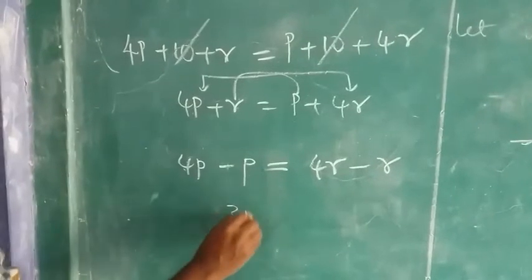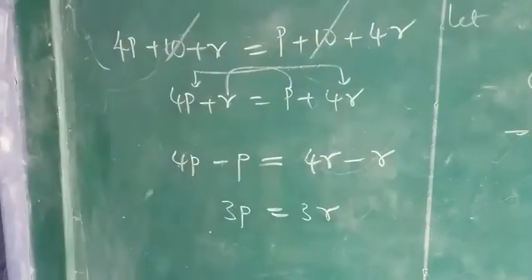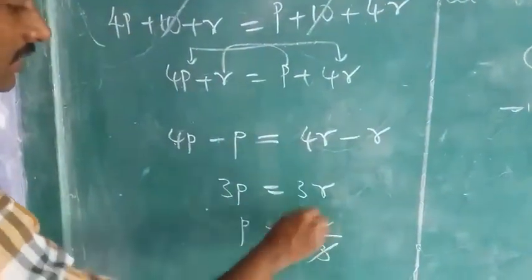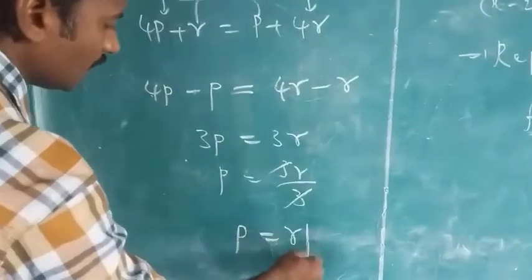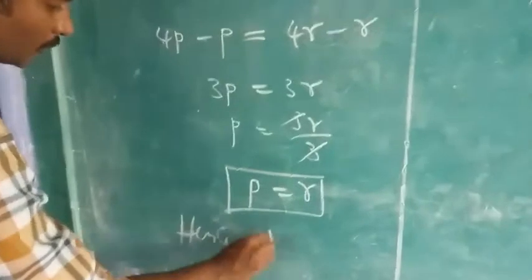4p minus p is 3p. 4r minus r is 3r. If you want to transpose 3 to the right hand side, it becomes divided by 3. So p is equal to r. It is asking to show that p is equal to r, hence proved.